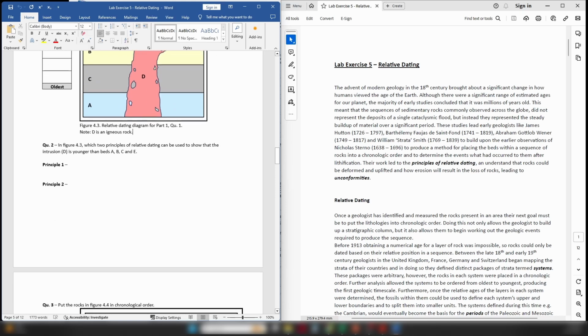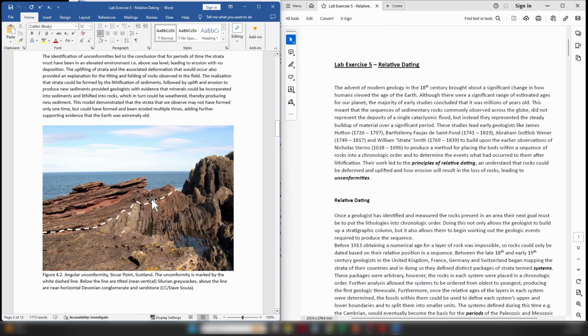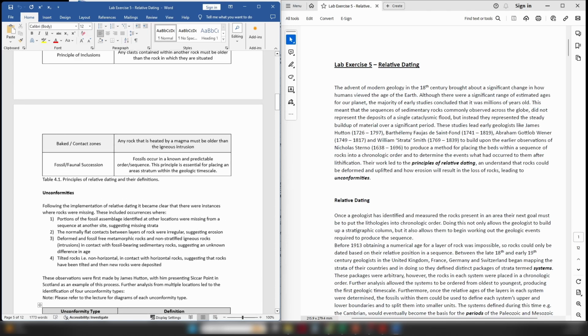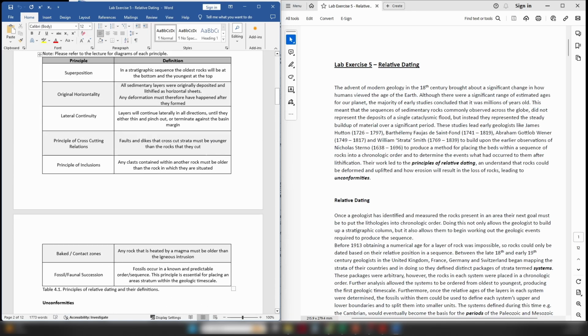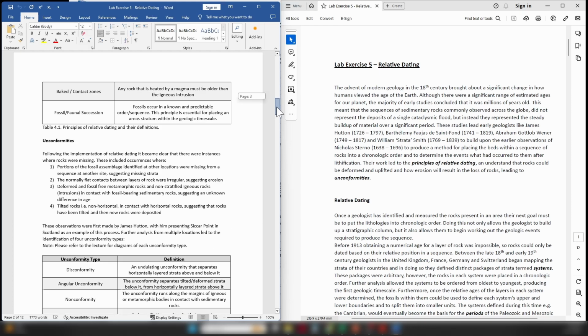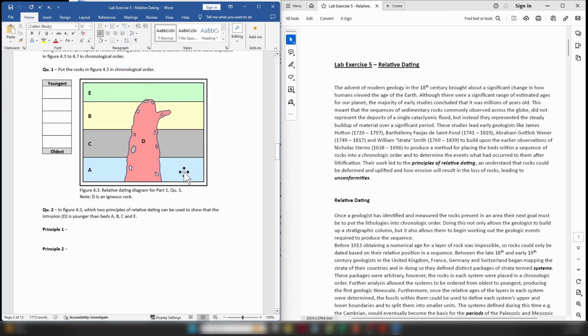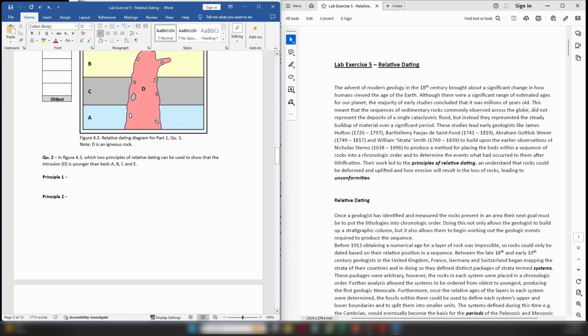Now for question 2, it's going to ask you which 2 principles of relative dating can be used to show that the intrusion, which is D, our igneous rock, is younger than beds A, B, C, and E. All right, so you're simply going to have to work out which of the 7 principles here did I use that told me that D was younger than the other 4 layers of rock.